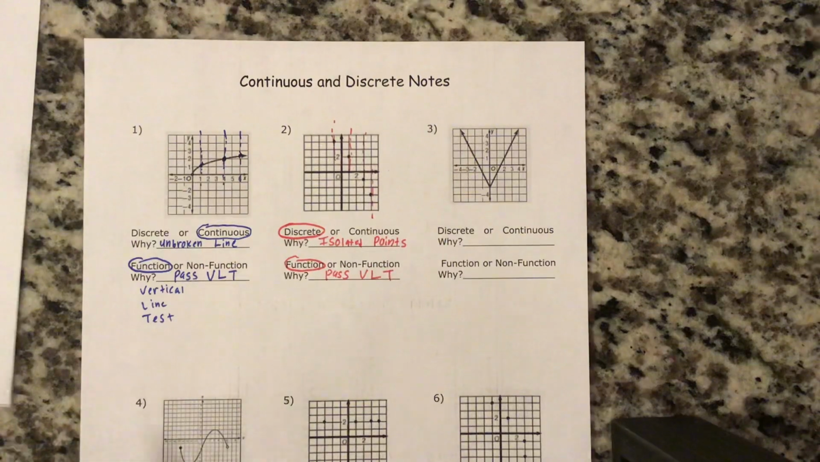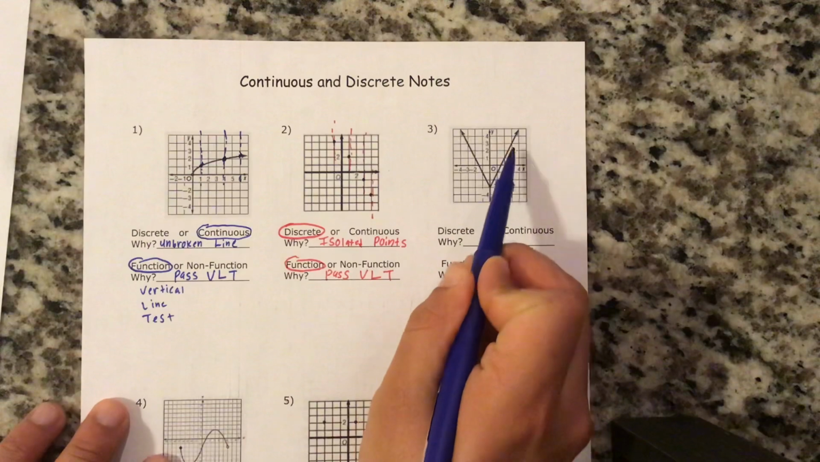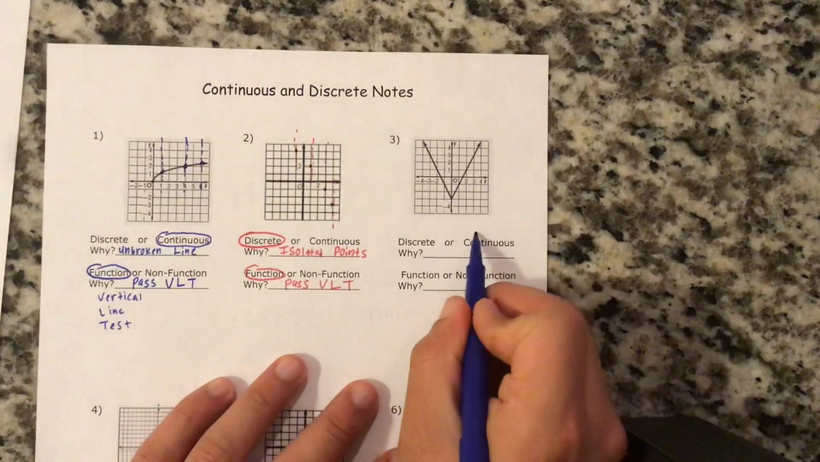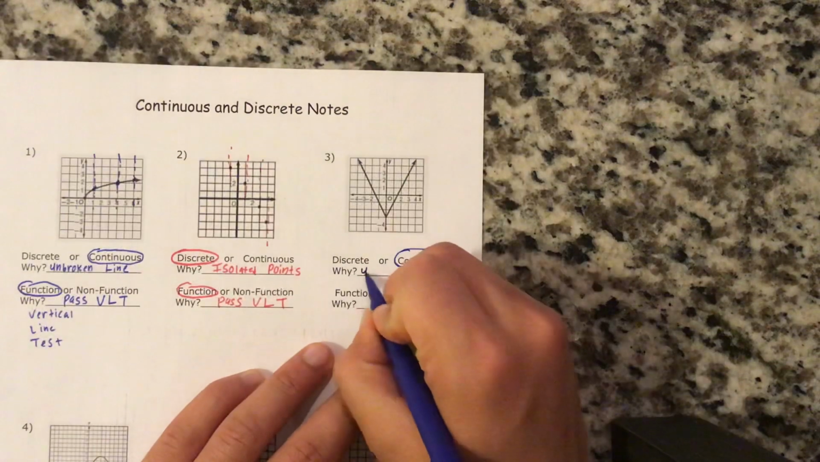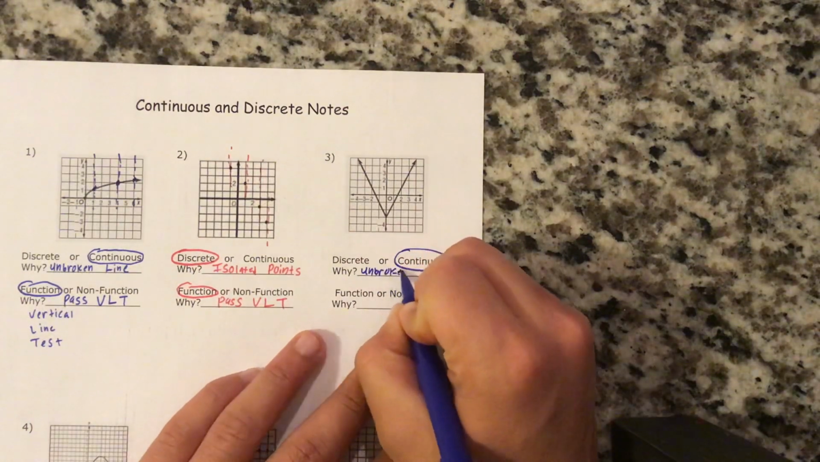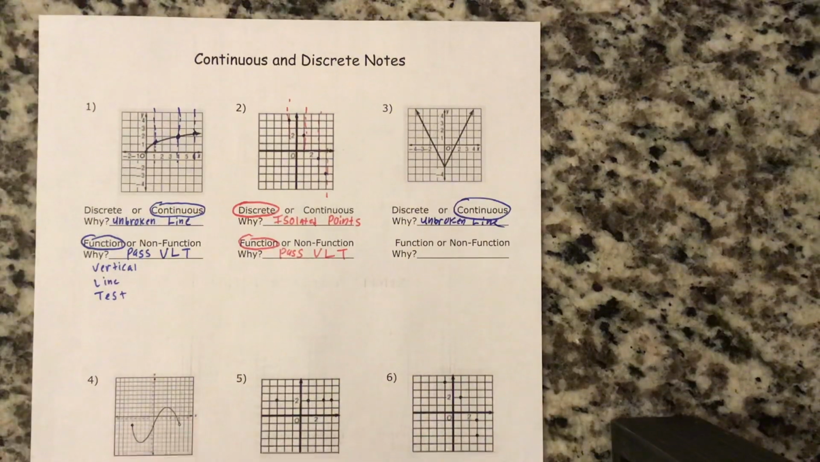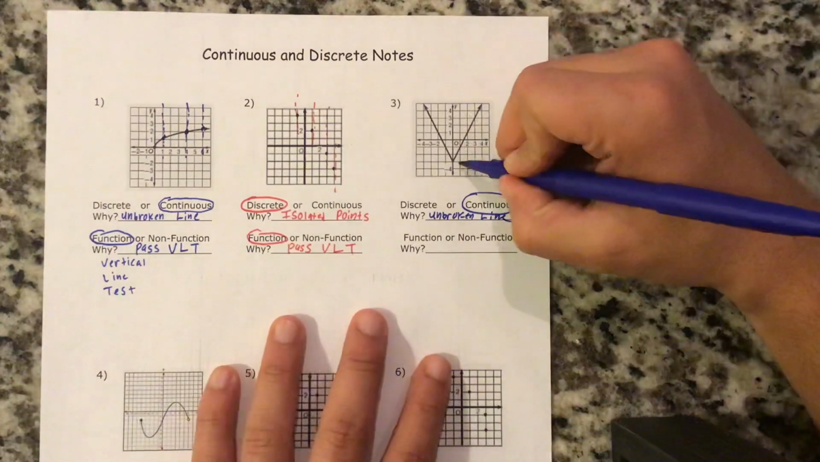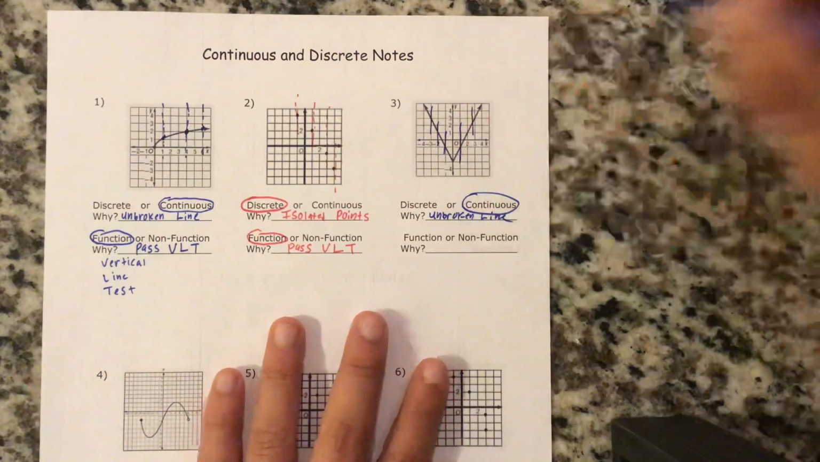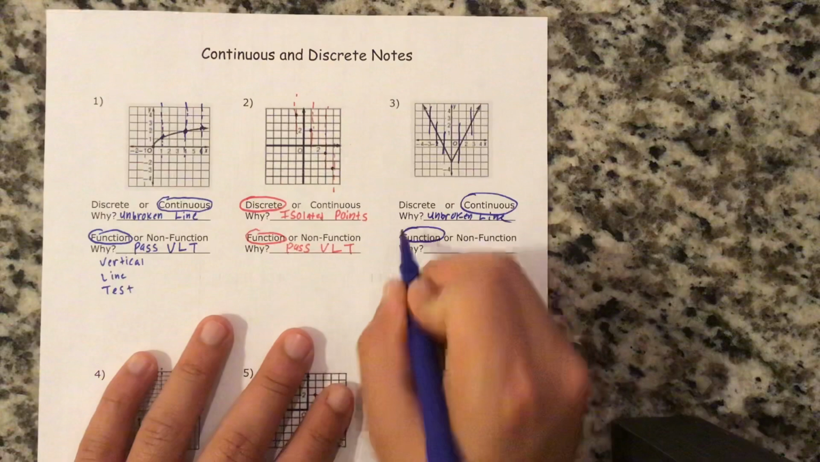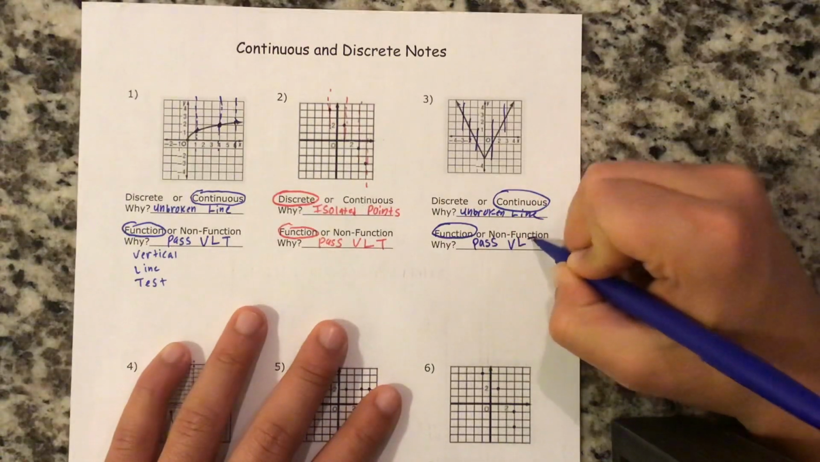Number three, so same thing. Take my pen from one side. I can trace it all the way to the end. So this is continuous. And again, the reason why, it is an unbroken line. Okay? And then function or not a function, again, vertical line test. Boom, passes, passes, passes. We could keep going. This would pass. So this is a function. So why? Because it passes the vertical line test.